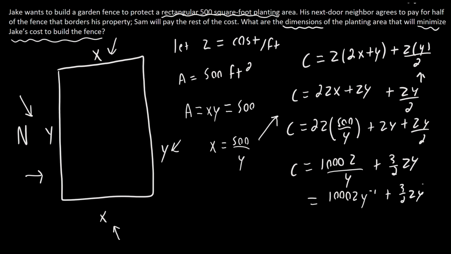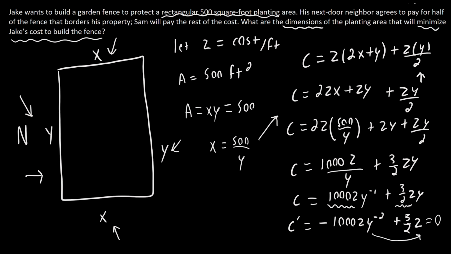So it looks a bit confusing because we have two variables still, but this variable we're going to treat as a constant. So when we derive it, it'll be the same. So let's take the derivative, and we're going to get -1000z y to the -2 plus 3 over 2 z. So now we're going to set this equal to 0 to find the critical points.